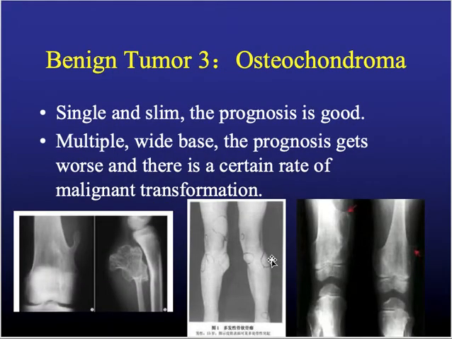Then there is osteochondroma. Osteochondroma are important to mention over here. You can see over here, single and slim: the prognosis is good. Multiple and wide-based: the prognosis gets worse and there is a certain rate of malignant transformation. You can see over here just a few points are written.